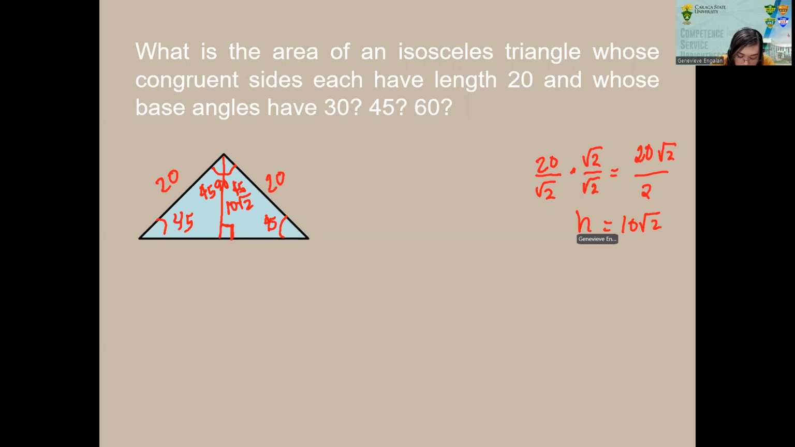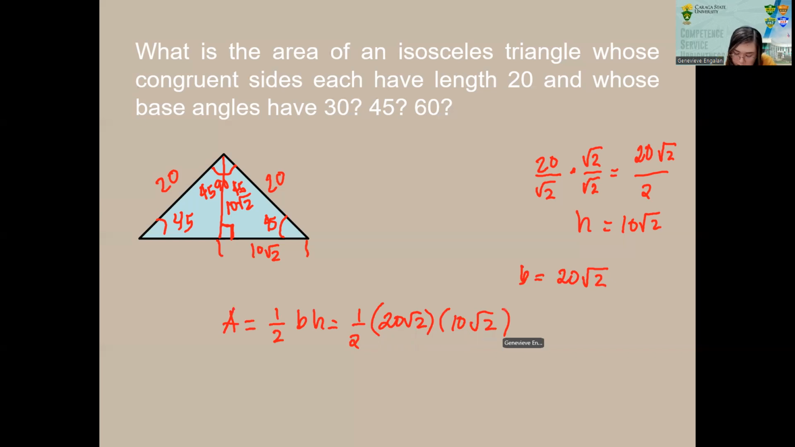Our base is 45, 45, 90, so this is 10 square root of 2, and this is also 10 square root of 2. So the base will be 20 square root of 2. So our area will be 1/2 base times height. So you have 1/2 times our base 20 square root of 2 times our height 10 square root of 2. Square root of 2 times square root of 2 is 2, divided by 2, so it cancels. So the area will be 200.